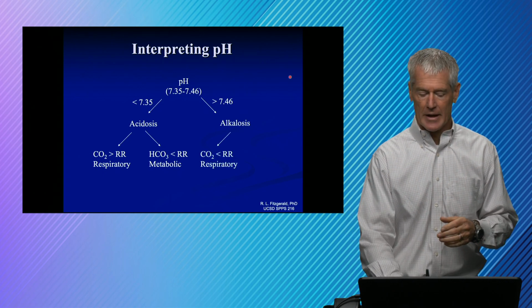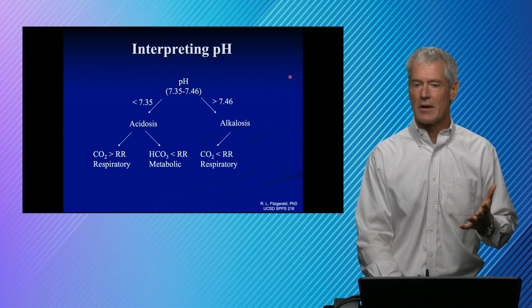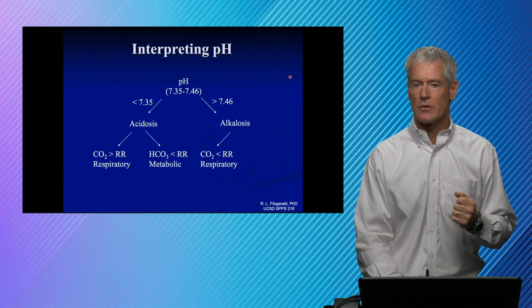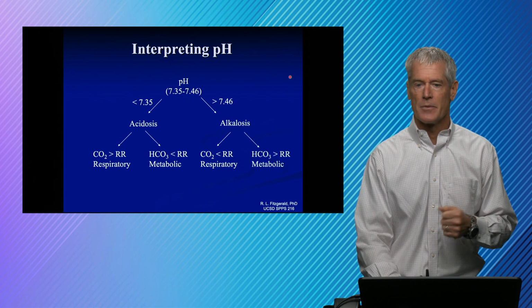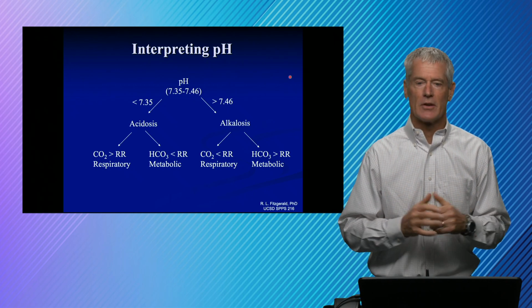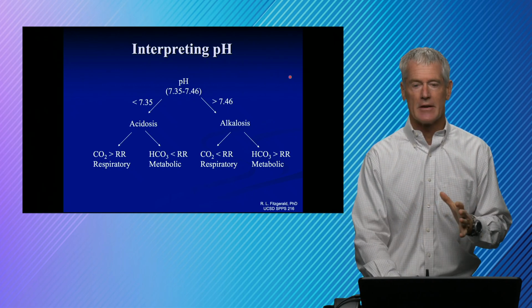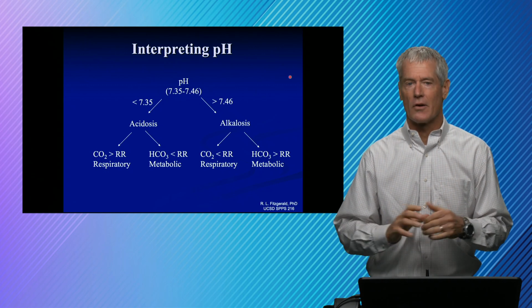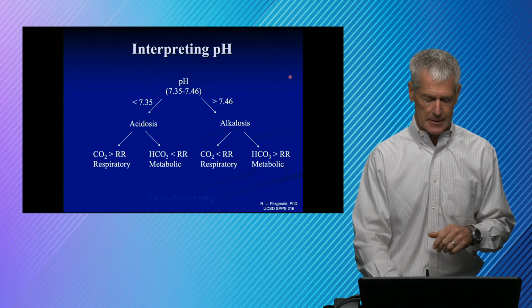Very similarly, on the alkalotic side, if you don't have enough acid, that's a respiratory alkalosis. That's a low PCO2. Or if you have too much base, that's a metabolic problem. And so really simple. And if you think of it in these terms, you can actually figure out all of your acid-base problems with your patients.